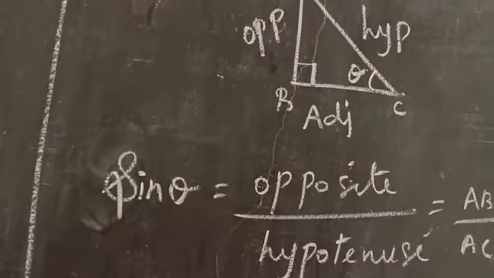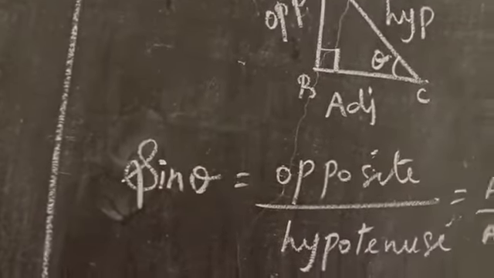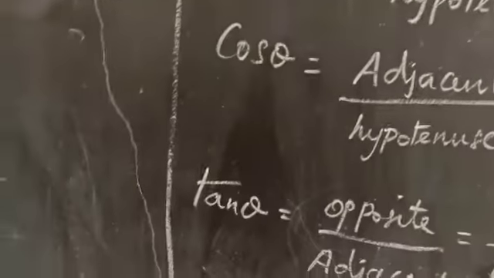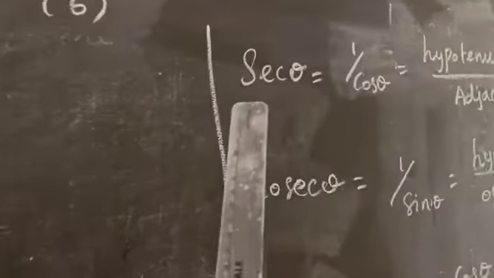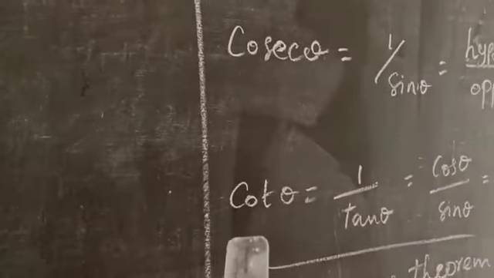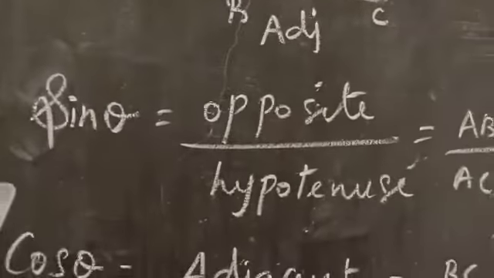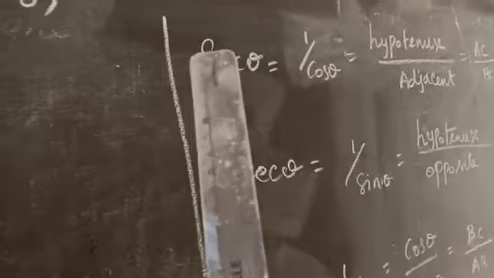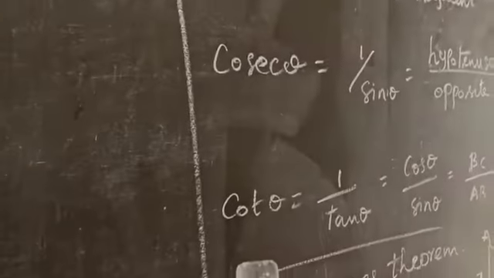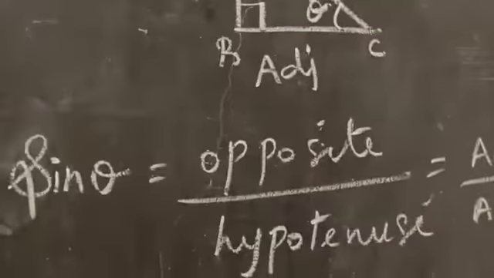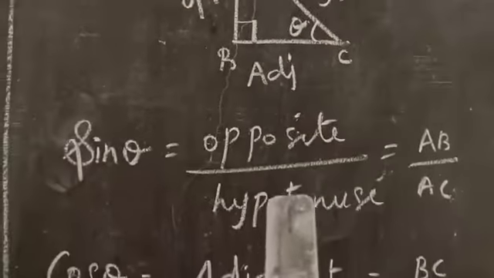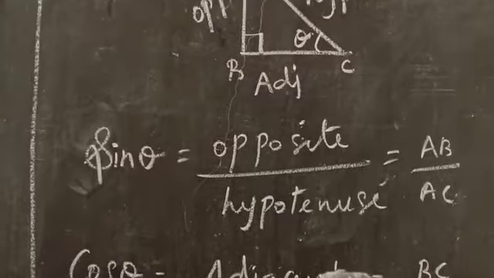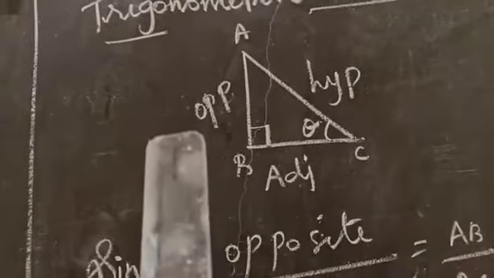So what are the 6 trigonometric ratios? Sin theta, cos theta, tan theta, secant theta, cosecant theta, and cot theta. The formula of sin theta is opposite divided by hypotenuse. Now we see the given triangle.